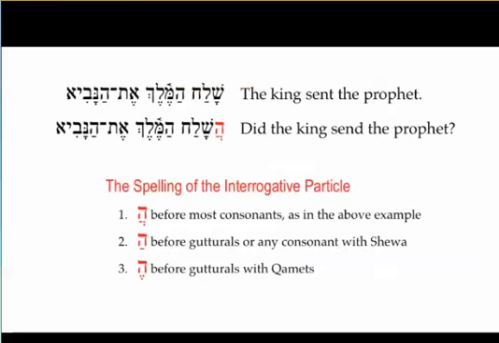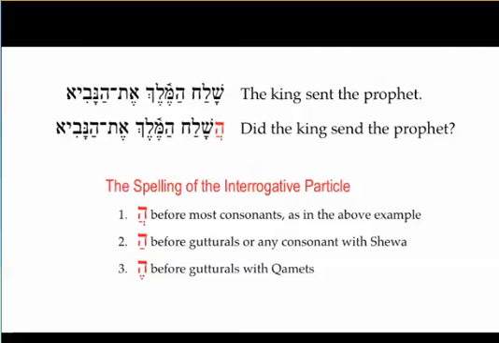Let's look at an example. In the first line, we see a statement, shalach hamelech et hanavi. The king sent the prophet. That is a statement. The statement is: the king sent the prophet.